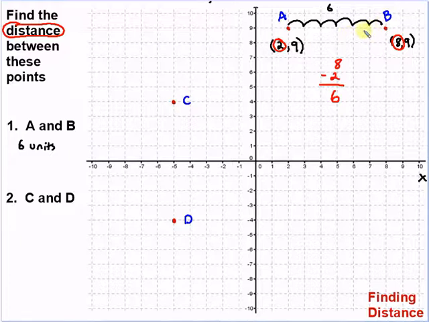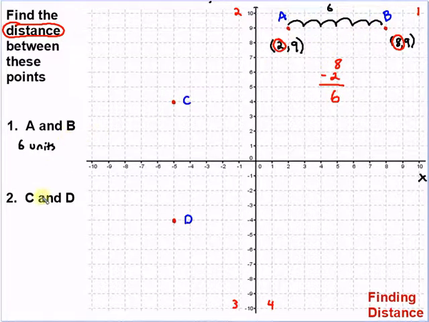So if we want to find the distance between 2 points in the same quadrant, which quadrant is it? This is quadrant 1, this is quadrant 2, this is quadrant 3, and this is quadrant 4. If they're in the same quadrant, then we simply take the one furthest away from 0 and subtract the one closest to 0 from it, and that will give us our distance. Or we can just count like that.